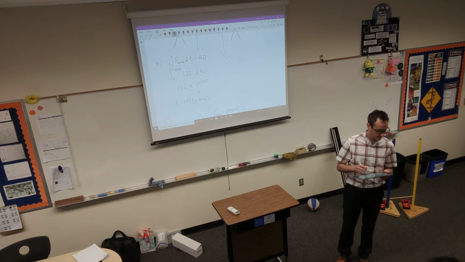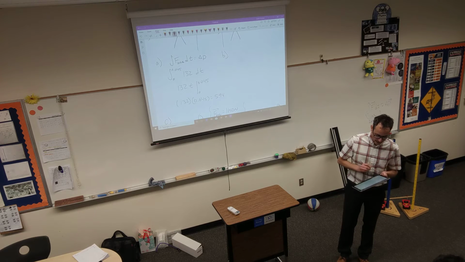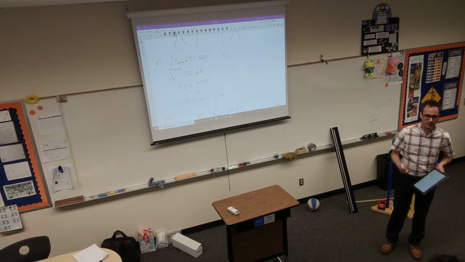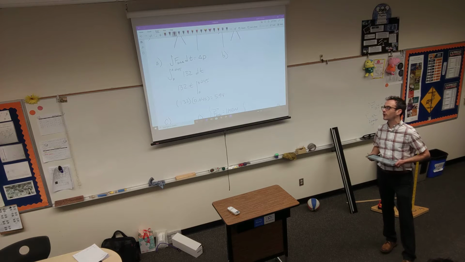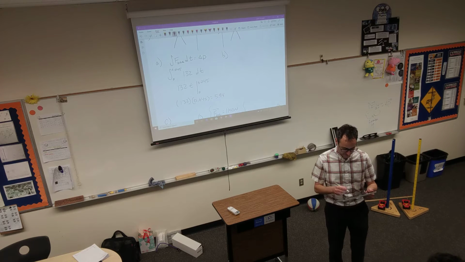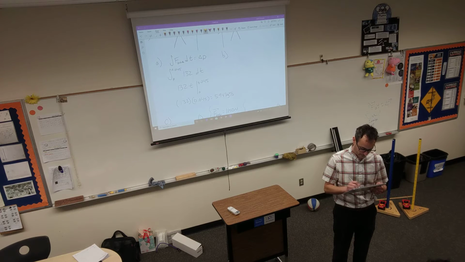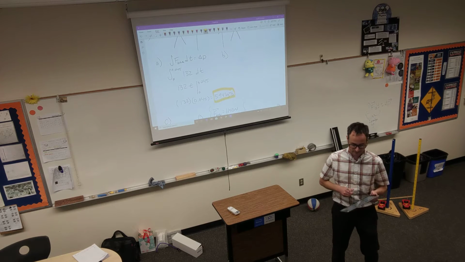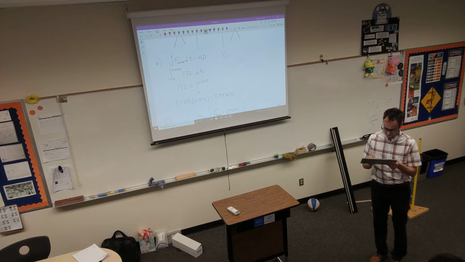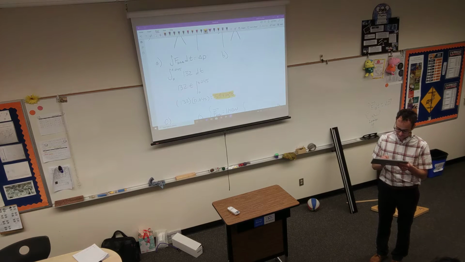What did you guys get? 5.94. And because it's momentum, even though we use impulse, if we're talking about impulse, we tend to use Newton seconds. If we're talking about momentum, we tend to use kilograms meters per second. They're the same units. We just use different ones when we're talking about different things. Technically, Newton seconds is fine.